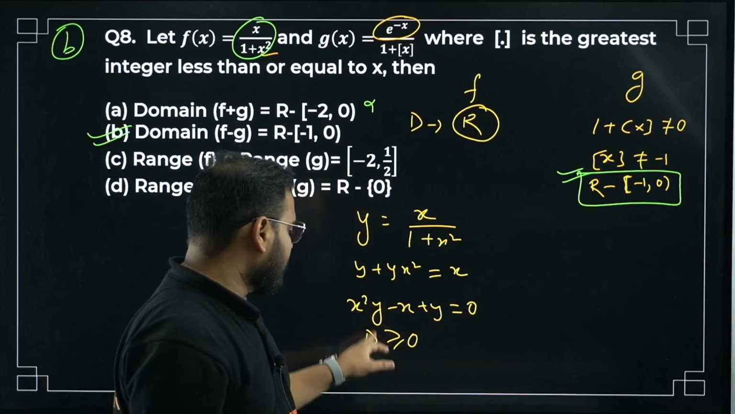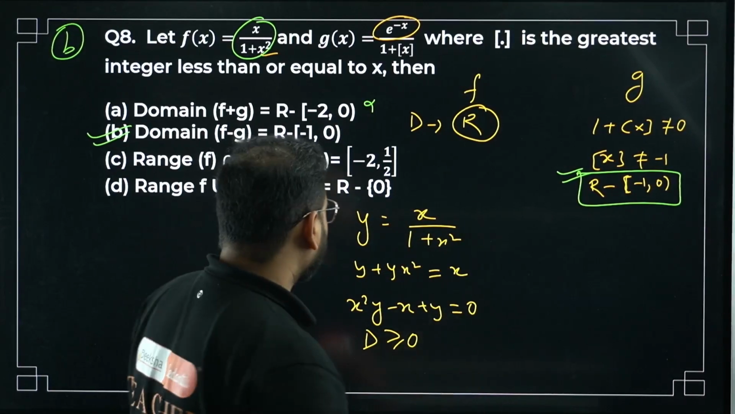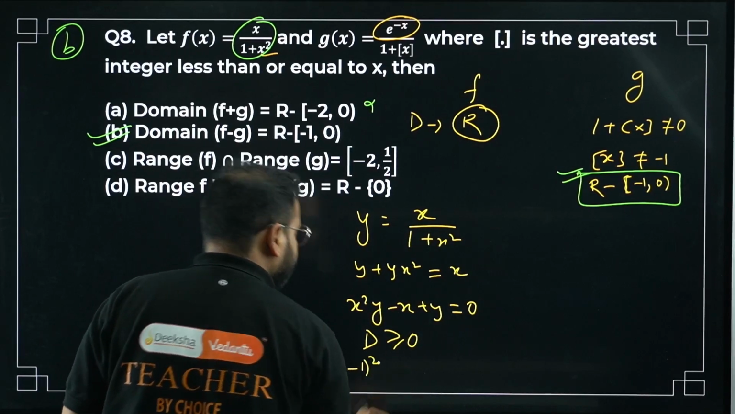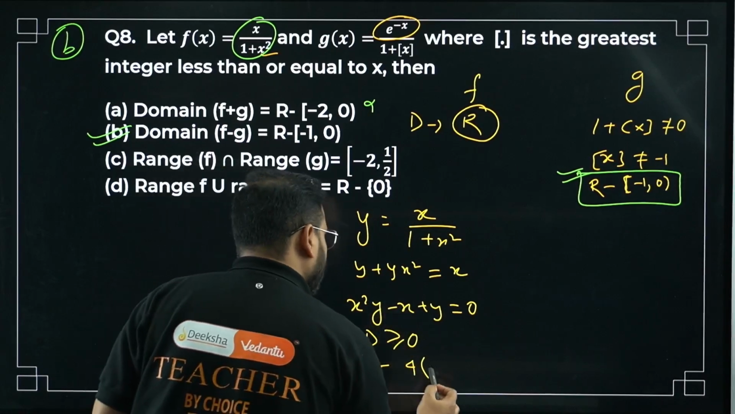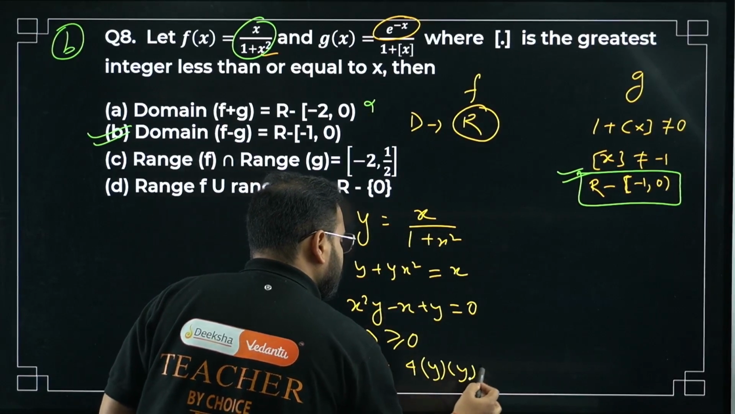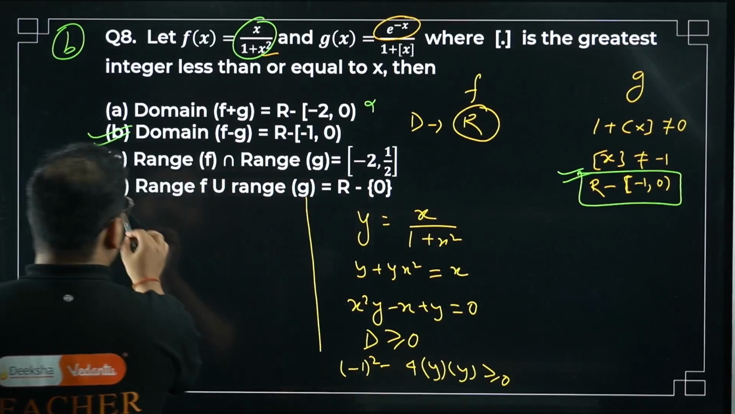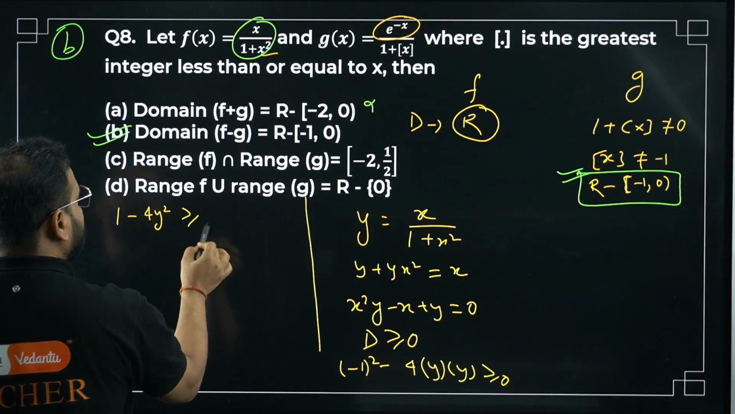For x all real, this has to be real, no? The determinant is always greater than or equal to 0. So b square, what is b square, sir? Minus 1 square minus 4 into a into c. What is a? y into y should be greater than or equal to 0. What I'm getting over here, please check. I'm getting 1 minus 4y square should be greater than or equal to 0.